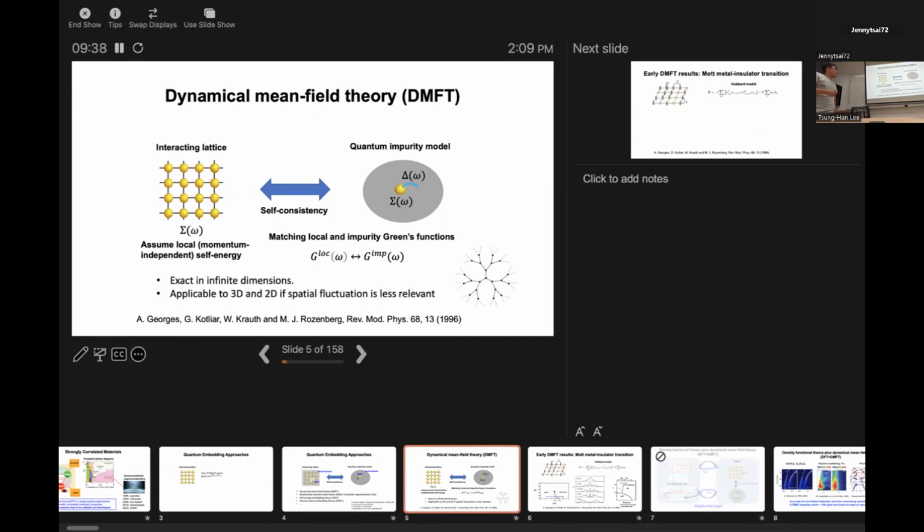So it turns out that this DMFT approach is an exact theory in infinite dimension in this kind of imagined artificial lattice. And so it works well if we are studying a system with a large dimension, where the spatial or quantum fluctuation is less relevant. For example, at high temperature or away from quantum critical points. So in this region, DMFT is a very good theory to predict the properties of these systems.